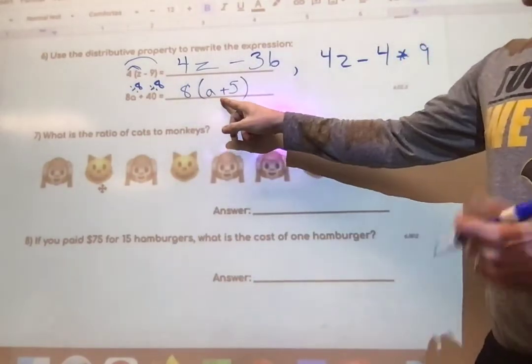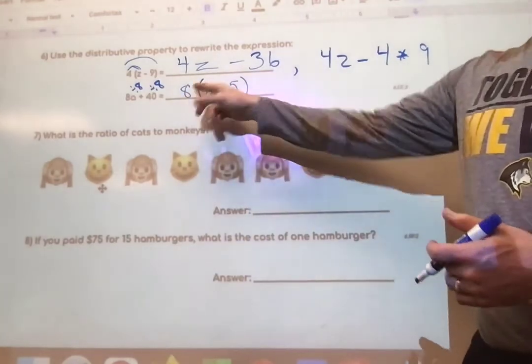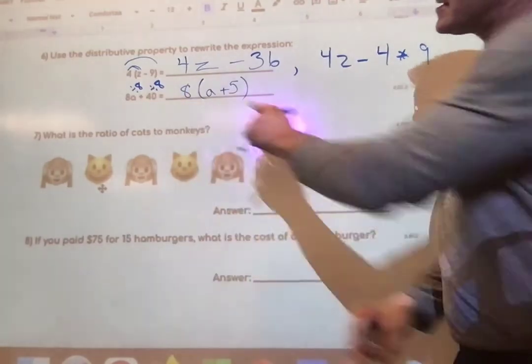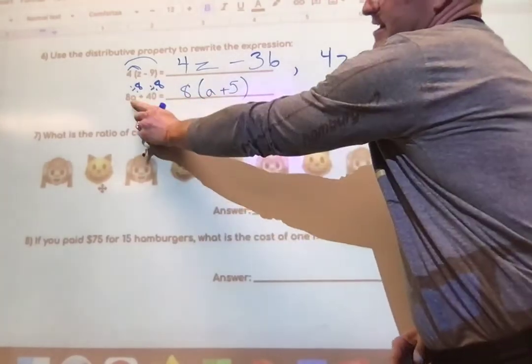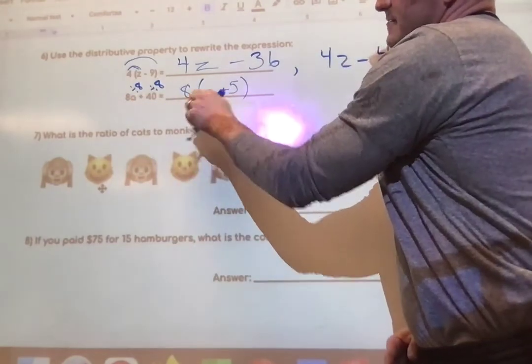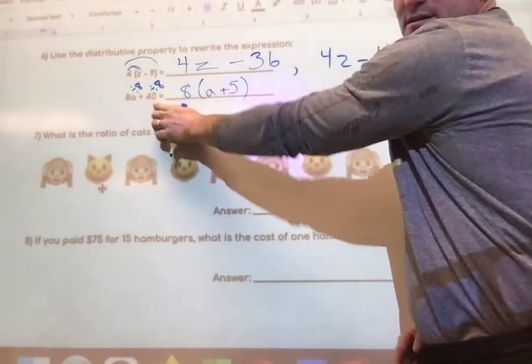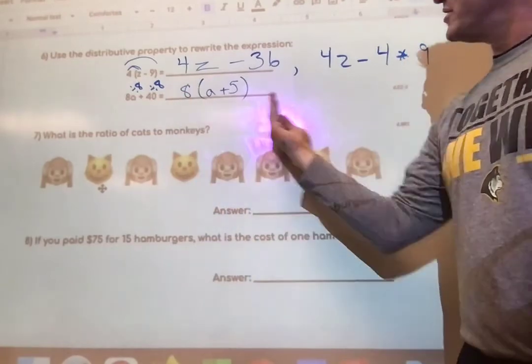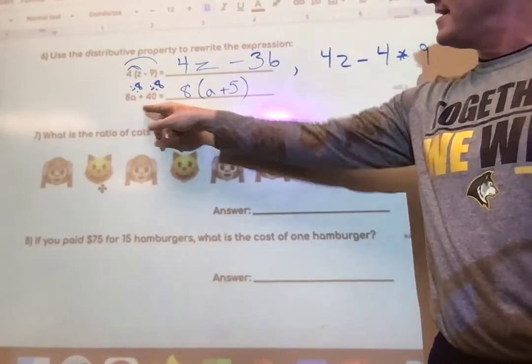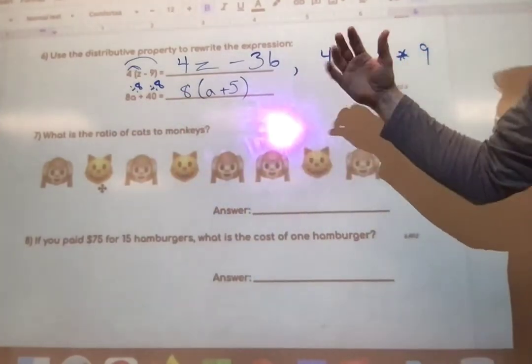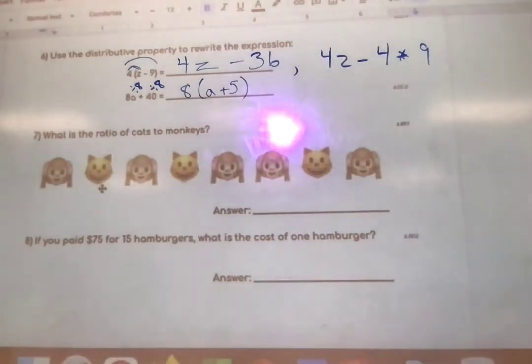Okay, how do I know if I'm right? Well, distribute back through it. It better equal this. So if I take 8 times A, that is 8A, plus 8 times 5 is 40. So again, always double check. Distribute through it. It better turn back into that. Then you know how to distribute and undistribute or pull out common factors in there.